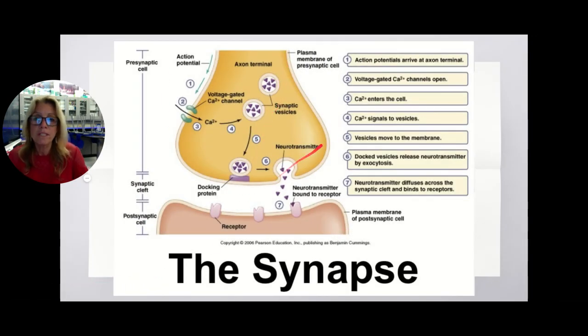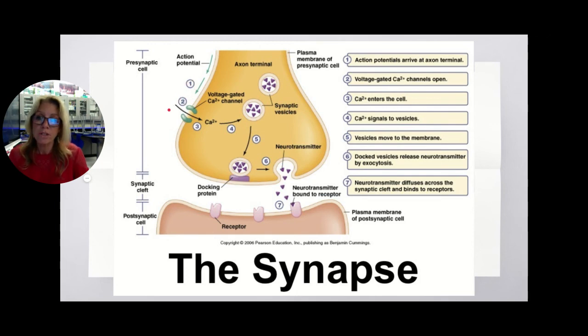So this is your presynaptic neuron. This is your synaptic cleft, your space. Here's your postsynaptic neuron. Okay, so here it comes. Let's go through it in the numbers. An action potential is traveling down the length of the neuron. What this will trigger is a new kind of gate to open, and that is a calcium gate.